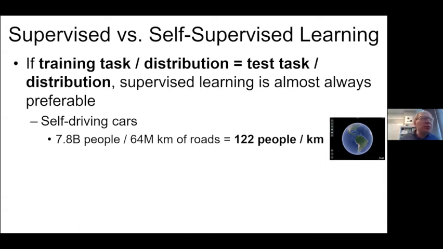But there's only 24 million kilometers of road on Earth. So basically, that means that you get 122 people per kilometer of road on Earth. And so then asking one of those 122 people to label 1 kilometer of road near their home, or to drive around in their car and get the car to label it for you, is actually not that crazy of an ask, right? This is not really that bad.